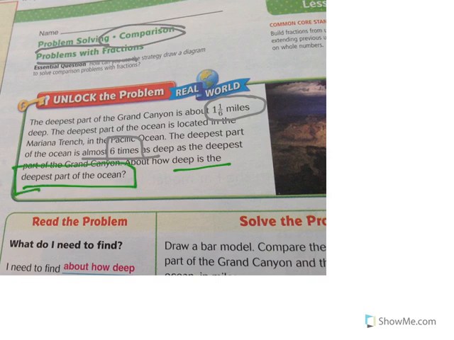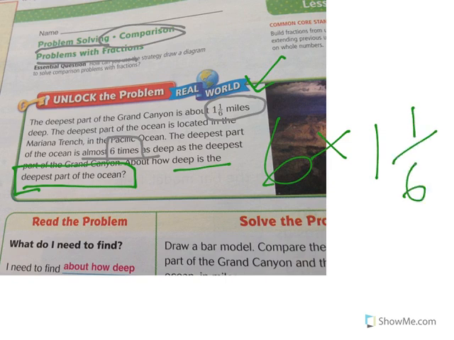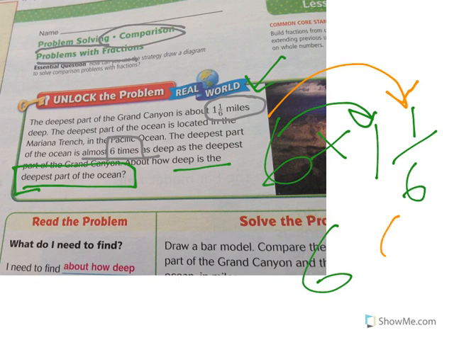So if we know that the Grand Canyon is 1 1/6 miles deep, then the ocean is 6 times that. So I'm going to do 6 times 1 1/6. Now this goes to yesterday's lesson. Remember, I'm going to multiply. So 6 times 1 is 6. And I'm going to do 6 times 1, which is 6, over 6.